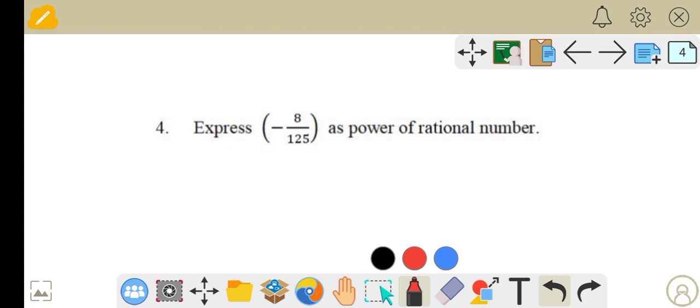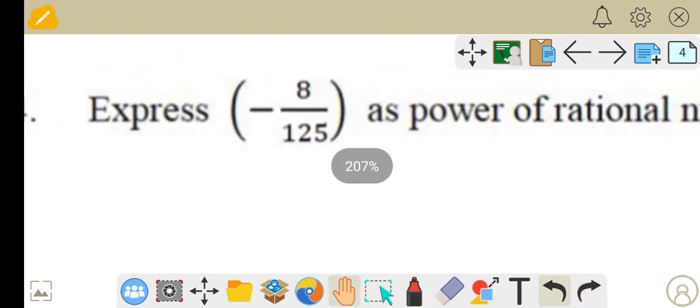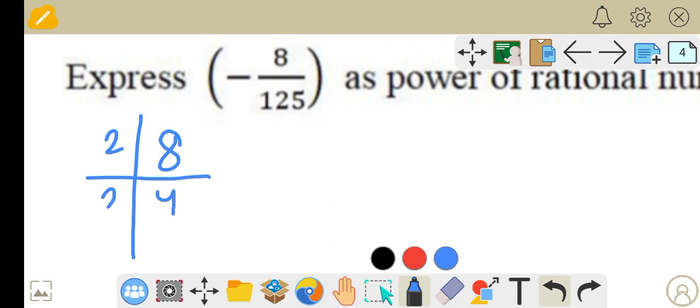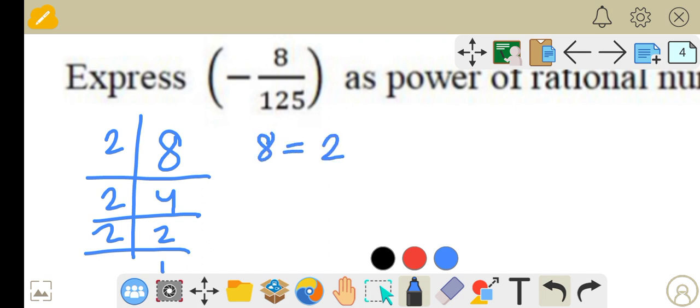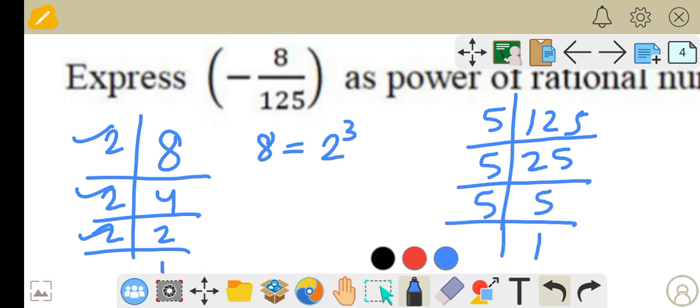Express minus 8 by 125 as a power of a rational number. So we need to find the prime factorization of both numbers involved in this fraction. The prime factorization of 8: 2 4s are 8, 2 2s are 4, 2 1s are 2. So the prime factorization of 8 can be written as 2 to the power 3. And the prime factorization of 125: 5 25s are 125, 5 5s are 25, 5 1s are 5. So 125 can be written as 5 to the power 3.